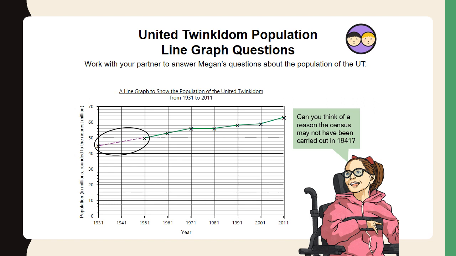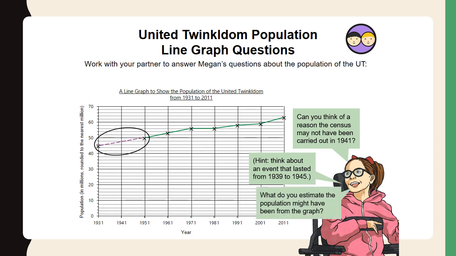Can you think of a reason that the census may not have been carried out in 1941? Can you think of a real-life event that might have stopped them from carrying out a census in that time? Here's a little hint. Think about an event that you have been learning about that lasted between 1939 and 1945. What event could have stopped them from carrying out a census in that time? What do you estimate the population might have been from the graph?